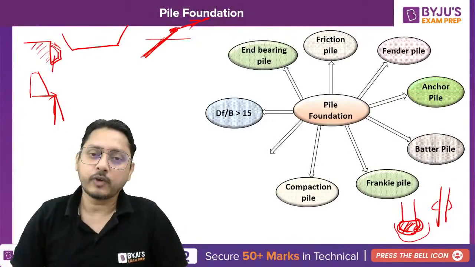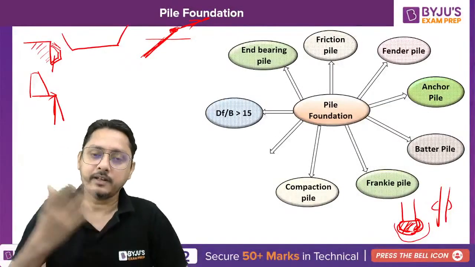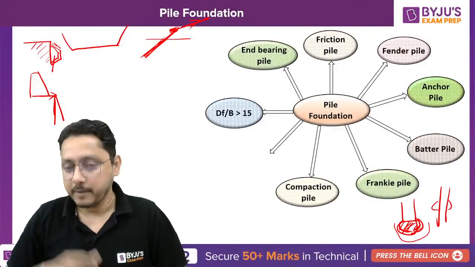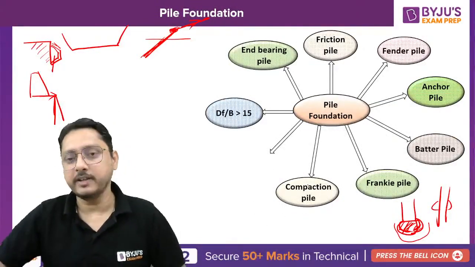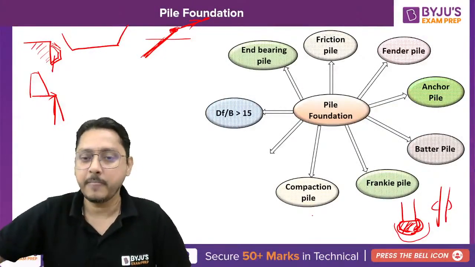So the shear strength of the soil can be increased by compaction. Compaction will increase the density, and consequently the shear strength of the soil will increase. For that purpose, in loose sand especially, if you are providing a short length of pile for compaction purposes, then we call this a compaction pile.